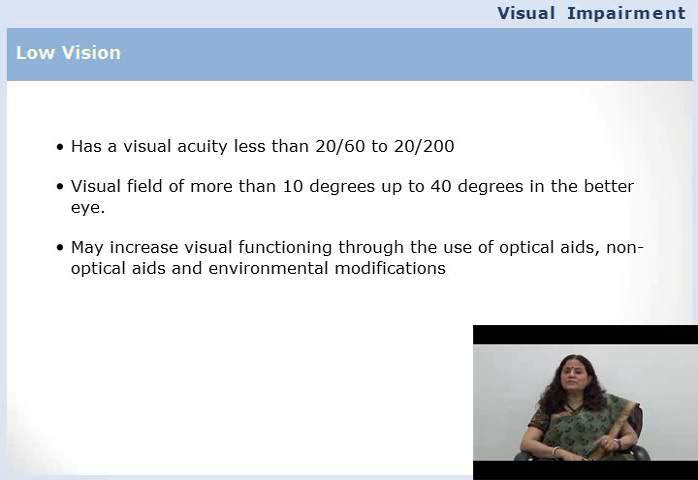It's more important for teachers to focus on what kind of optical aids, for example, magnifiers, lenses, specially designed glasses, can be used which will help the child to see better. Non-optical aids, for example, large print books, can again help him to be included in a regular class. And environmental modifications, for example, you give him good contrast, you make him sit in a place where there is better lighting. With these modifications, a child's visual functioning can definitely be improved.